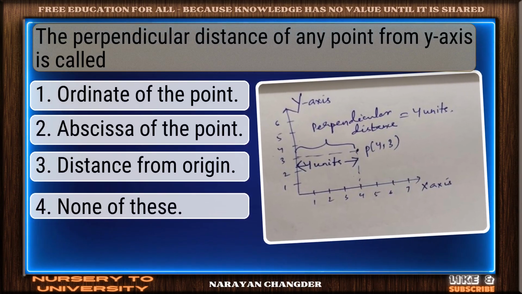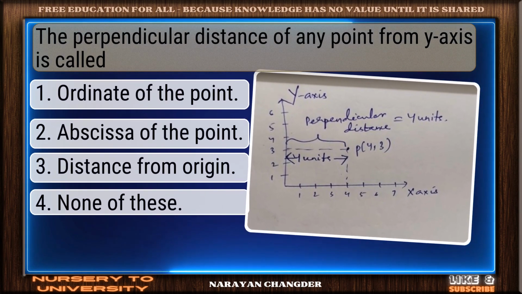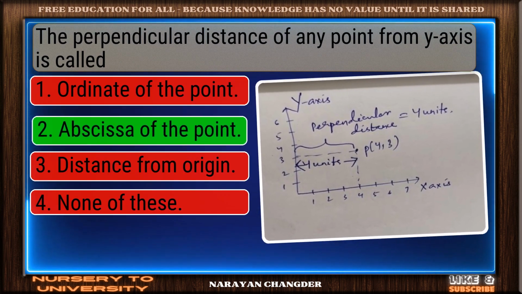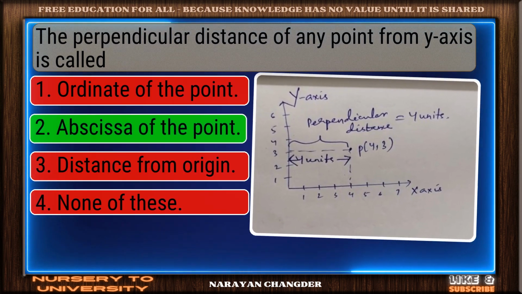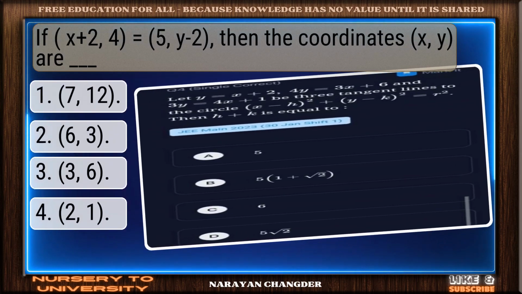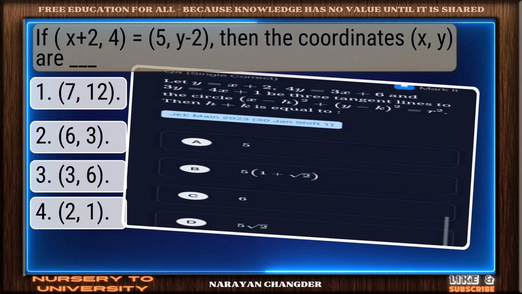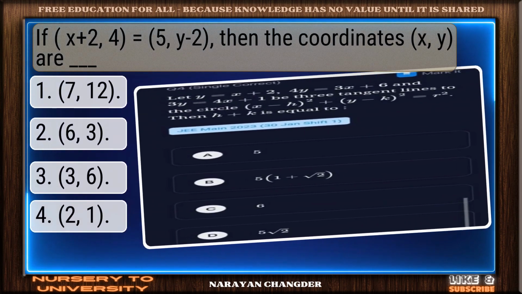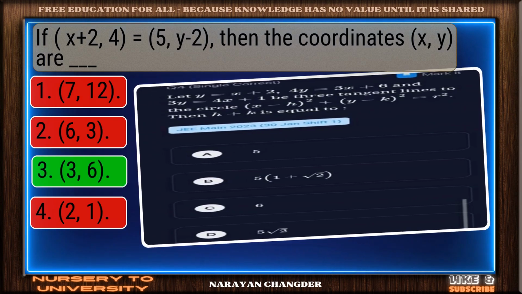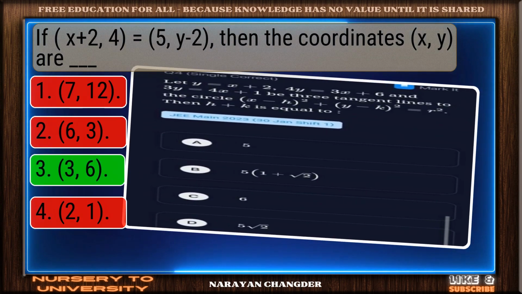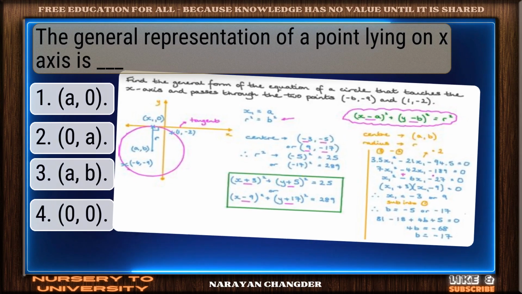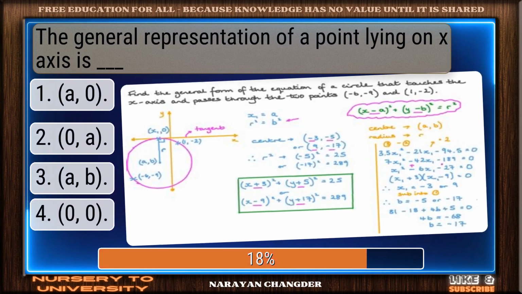Question number 100. The perpendicular distance of any point from y-axis is called. You chose abscissa of the point. And it is correct. Question number 101. If equal to, then the coordinates are dash. Right again is a valid answer. Question number 102. The general representation of a point lying on x-axis is dash.